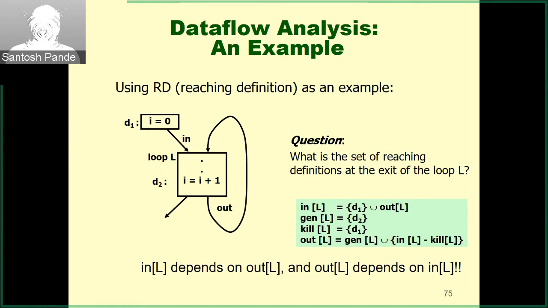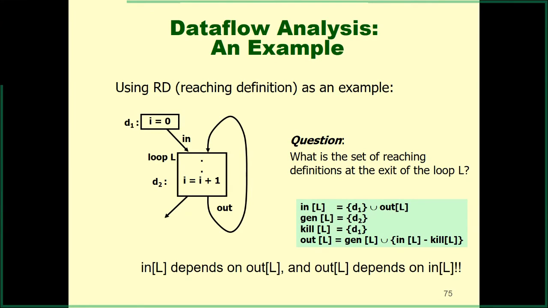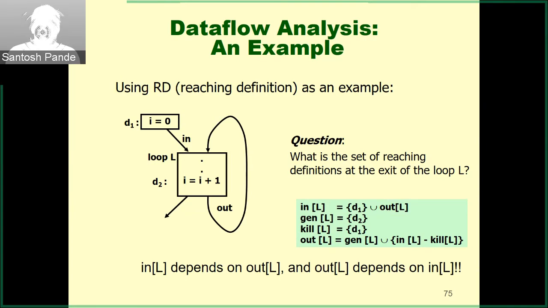And you can see here that in of L will depend on out of L, and out of L will depend again on in of L. And we'll have to solve this system of equations, which are posing these as constraints, and propagate the values through them. In which case, what we'll do is we'll start with D1. It will finalize its outset, which will then be fed to in of L to generate that set, which is just D1. We'll start with that, and we will grow the out of L by propagating the in of L now, which is minus kill of L.